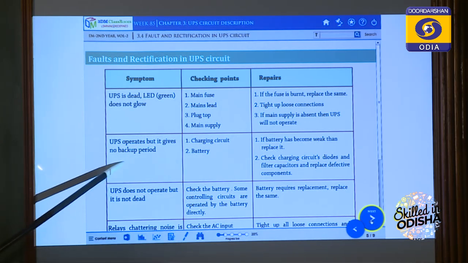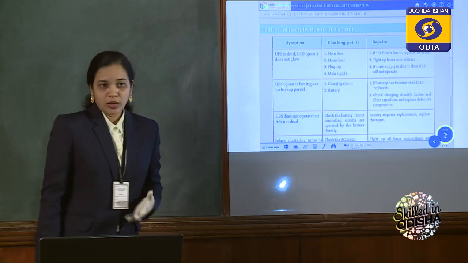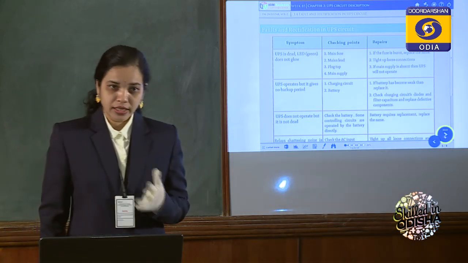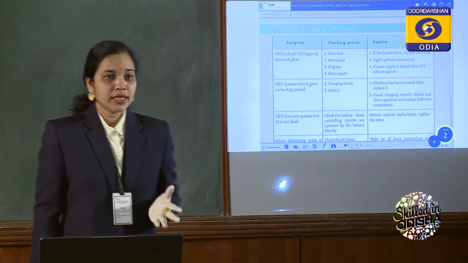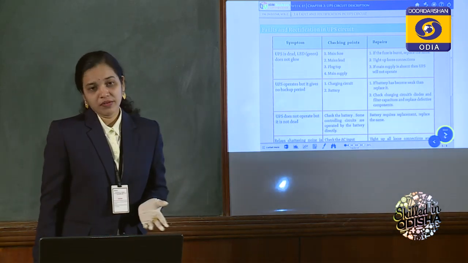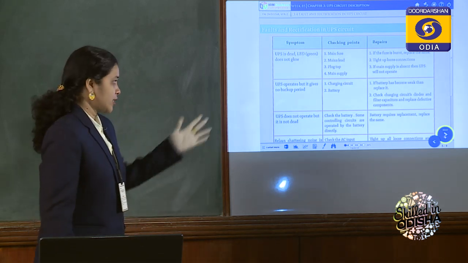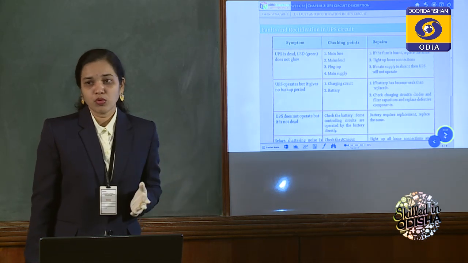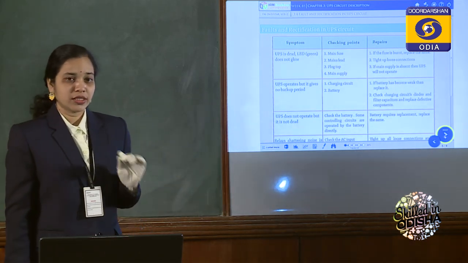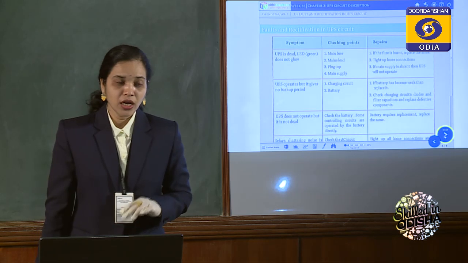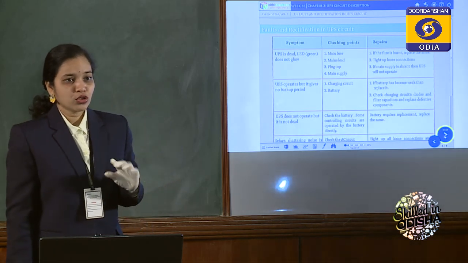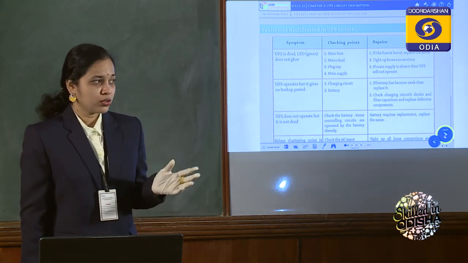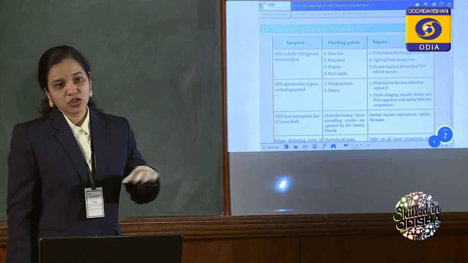UPS operates, but it gives no backup period. Our UPS operates, it is in on mode, but it is not giving backup. Not giving backup means two possible cases are there. First, more possibility is that the charging circuit is not charging the battery, or the charging circuit is faulty, some fault is there in the charging circuit for which the battery is not getting charged.